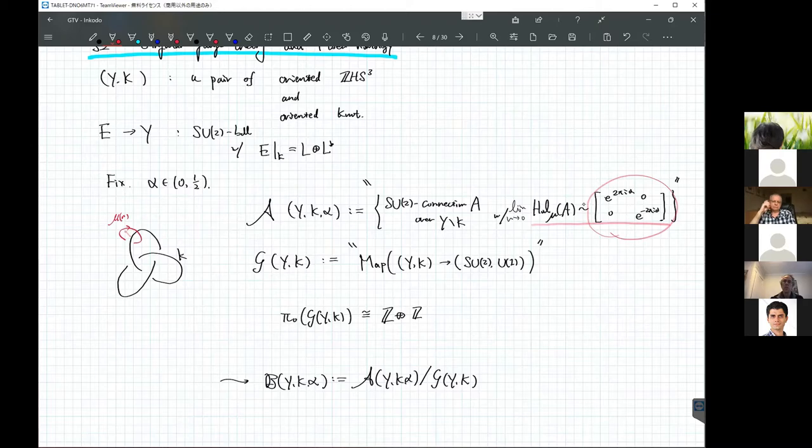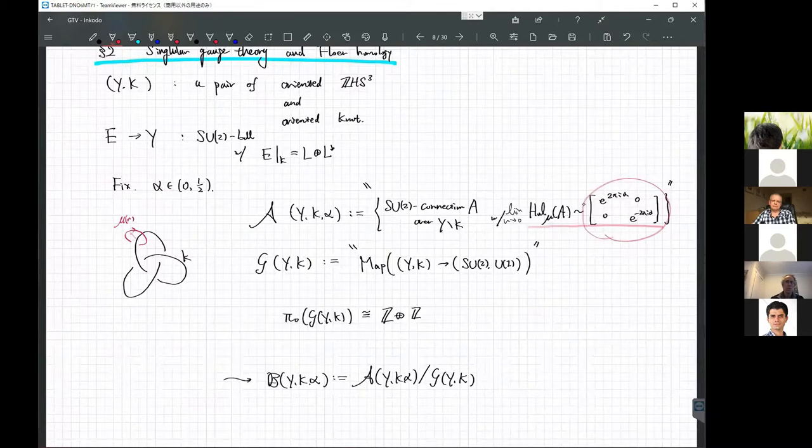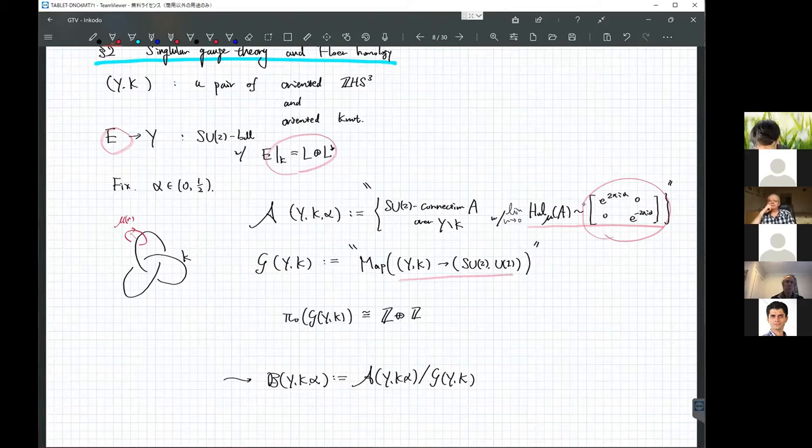And there is a gauge group. A gauge group is, roughly speaking, the bundle automorphisms of E which preserve this reduction. So this can be interpreted as a map of these pairs. And in singular gauge theory, the connected component of the gauge group is isomorphic to Z plus Z. And the gauge group acts on the space of singular connections, and we can define a configuration space as a quotient.